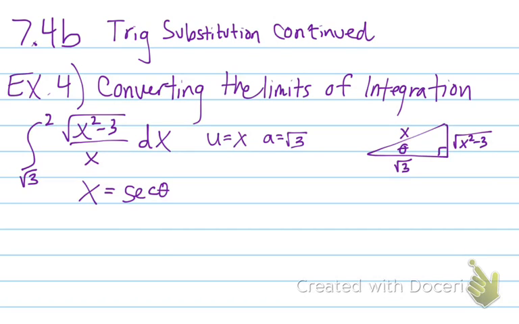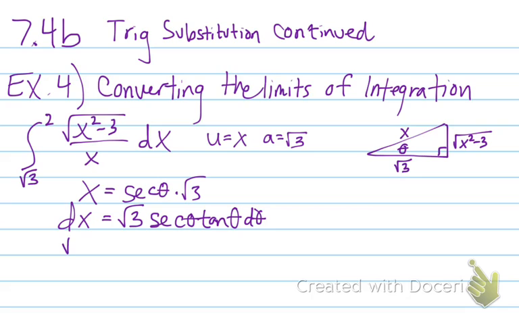Don't forget to include, when you multiply over, because it was x divided by the square root of 3 originally, I'm going to multiply that over to this side. So I need to include the multiplication of the square root of 3 here. If I take the derivative of that, I get that dx equals the square root of 3 times the derivative of secant theta, which is secant theta tangent theta, d theta. And then what else do I need to know? I also need to know what the square root of x squared minus 3 is. Using that and the square root of 3, I have opposite over adjacent, which is tangent. So that's going to be the square root of 3 times tangent of theta.